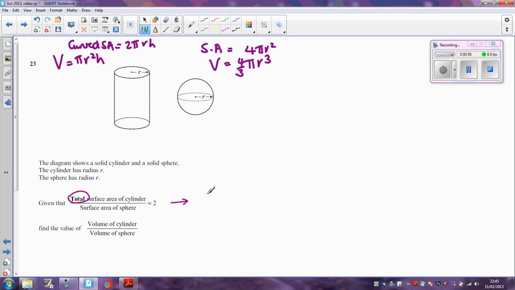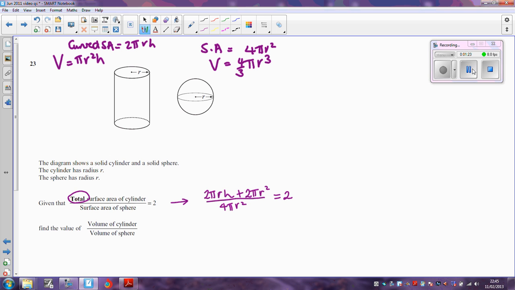The total surface area of the cylinder then is going to be the curved surface area of the cylinder, well that's 2 pi rh, plus a circle at the top and a circle at the bottom. Now each of those circles has area pi r squared. There are 2 of them, so the total surface area of the cylinder is 2 pi rh plus 2 pi r squared. Surface area of the sphere is 4 pi r squared, and they tell us that that is equal to 2.